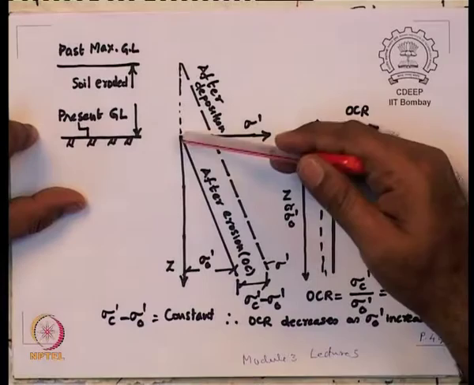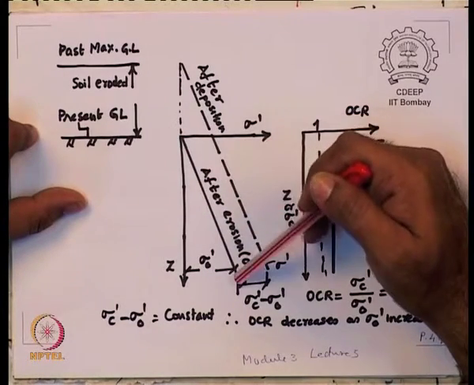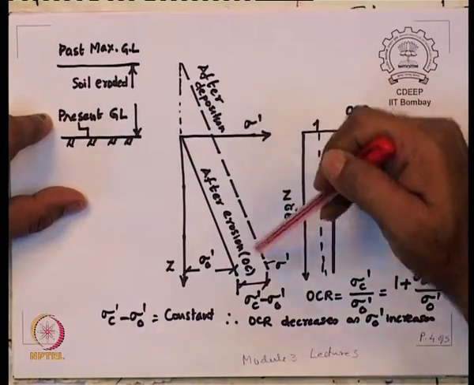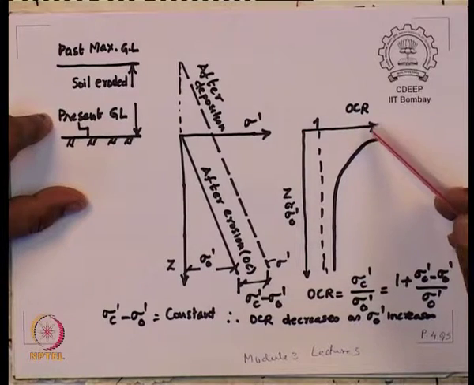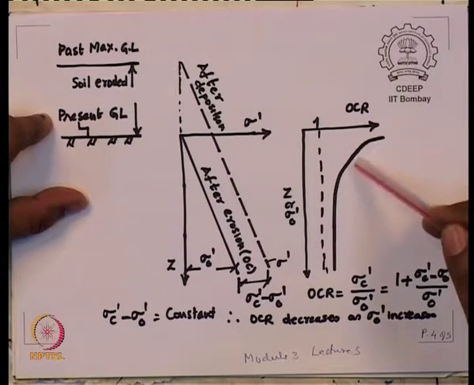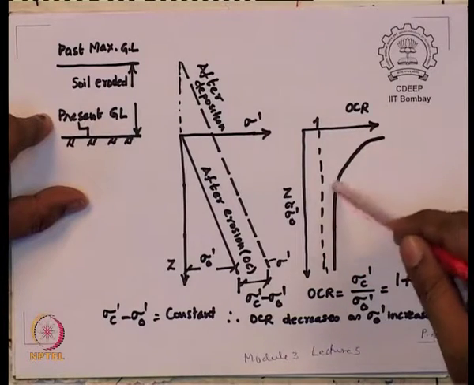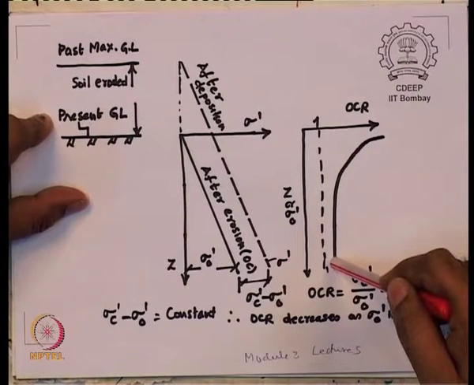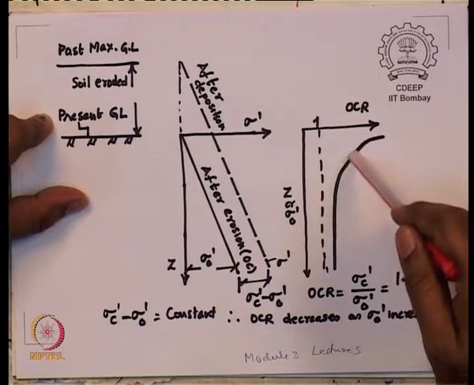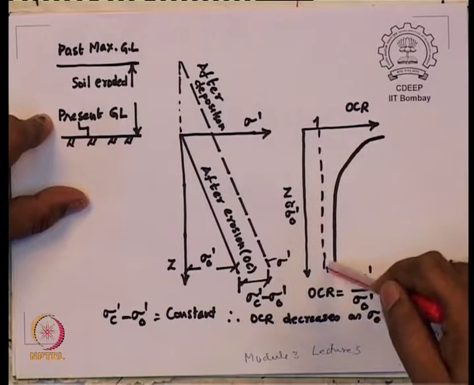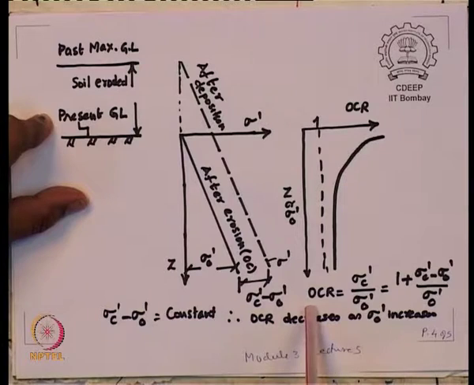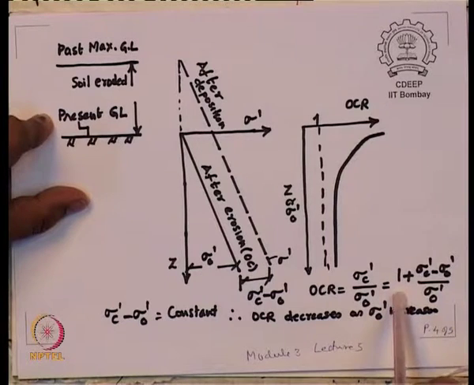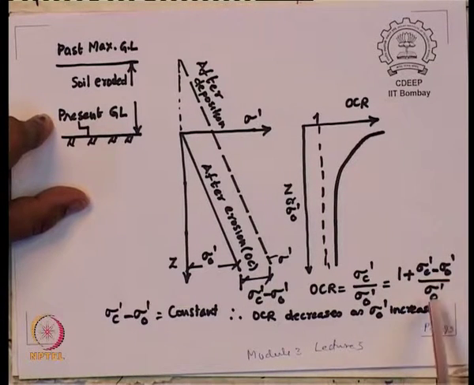In this case, with the present overburden, this is sigma naught dash, and after deposition this is the path. We can see that the OCR decreases as sigma naught dash increases, with depth Z or sigma naught dash the OCR variation will be there, which decreases with an increase in sigma naught dash. So here OCR is defined as sigma C dash by sigma naught dash, which we can write as 1 plus (sigma C dash minus sigma naught dash) by sigma naught dash.